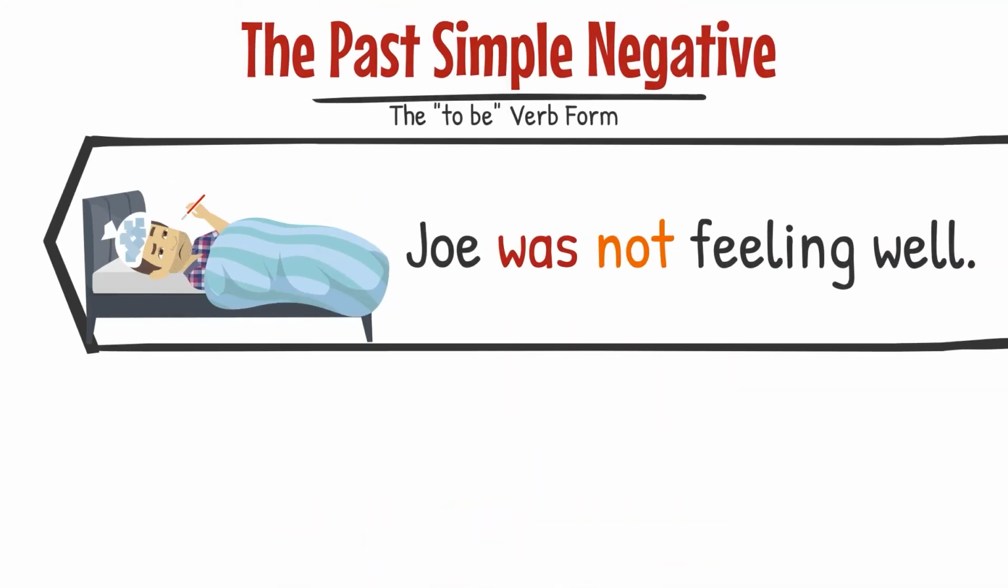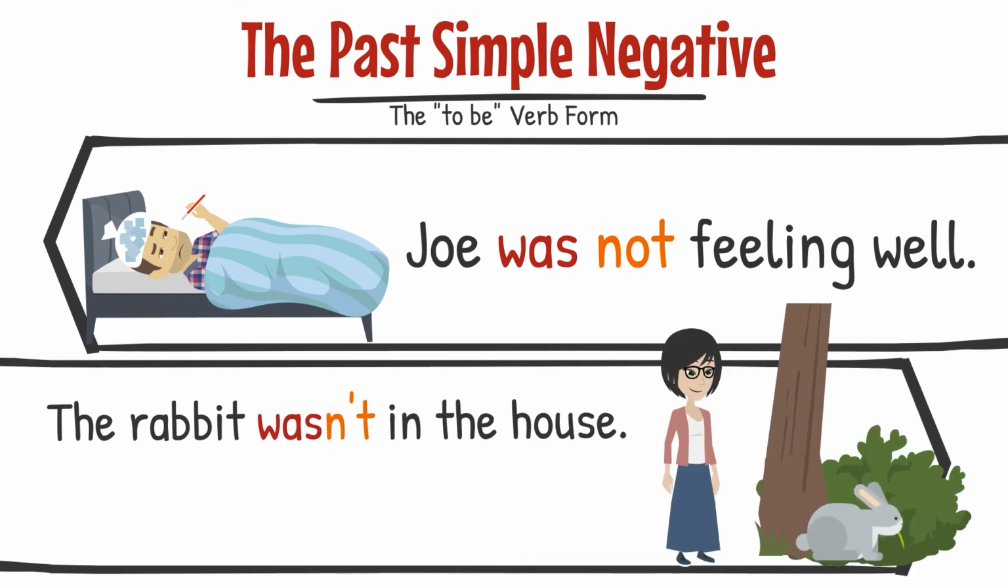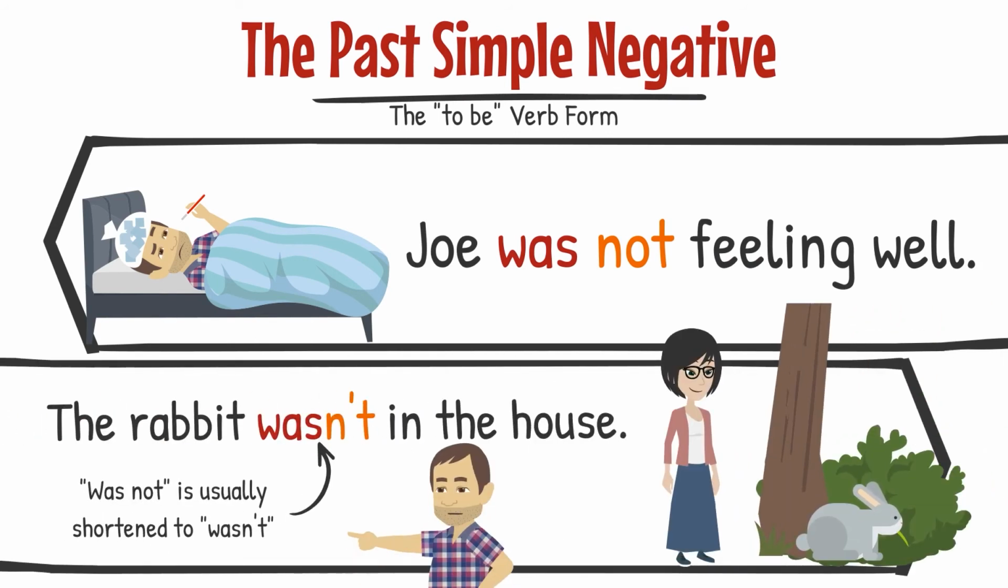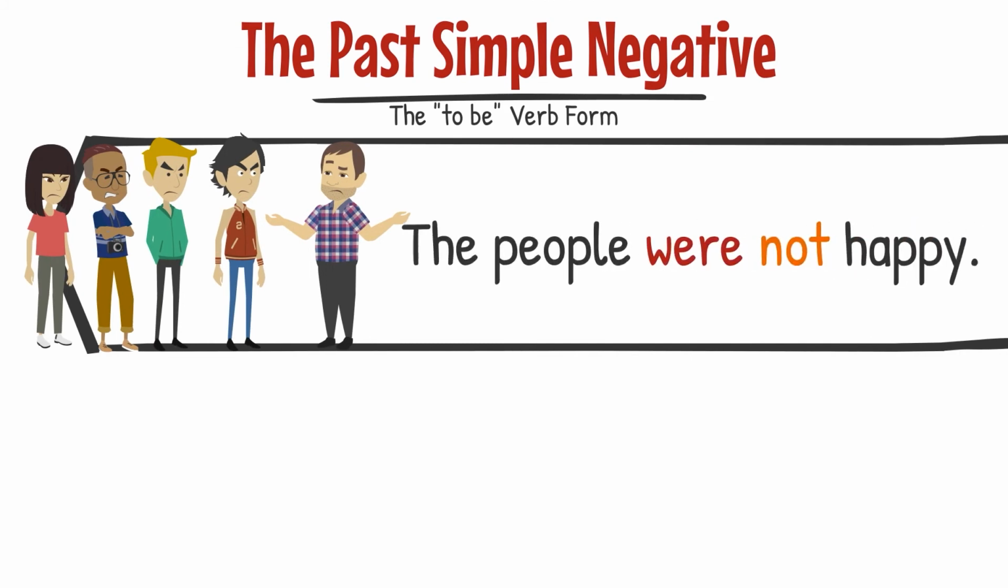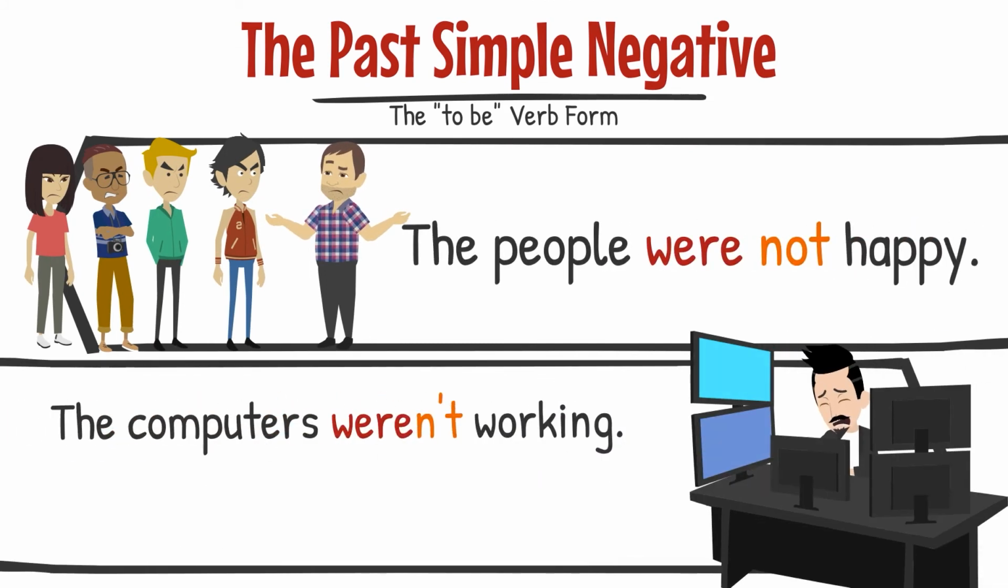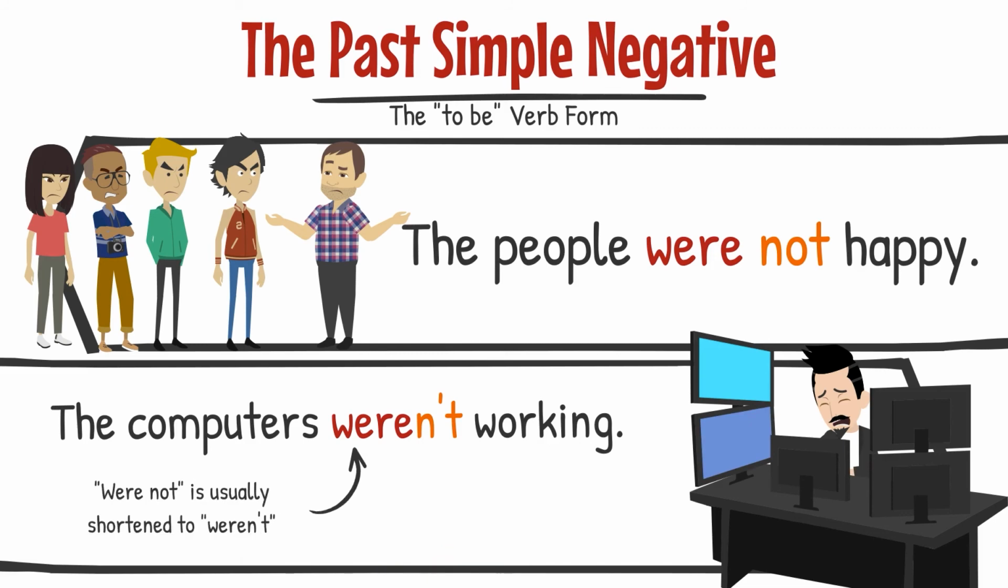Joe was not feeling well. The rabbit wasn't in the house. Was not is usually shortened to wasn't. The people were not happy. The computers weren't working. Were not is usually shortened to weren't.